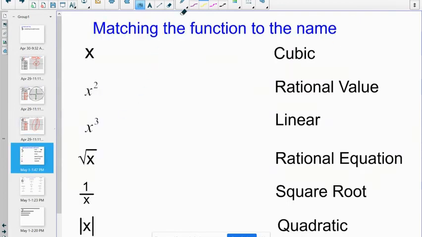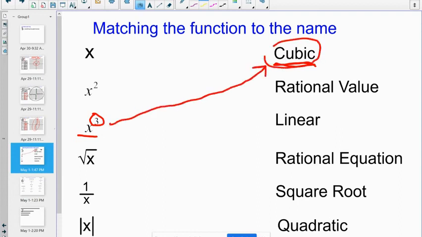Now we're going to try to match these to the name. We might not know all the names for these right now, but we're going to use some process of elimination to think our way through. The thing that jumps out to me right away is cubic: think cubes, so think 3-dimensional, the cubed form, to the third power. So we have x cubed here, cubic. So we know that can go to that one.